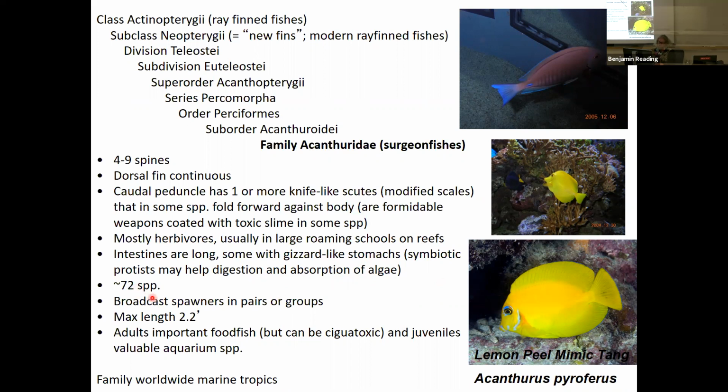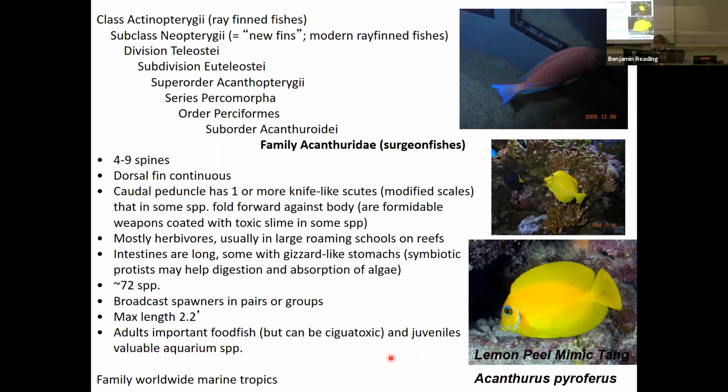72 species, broadcast spawners, again, sometimes pair spawning, other times they spawn in groups. And so that's the spawning strategy there. Max length about 2.5 feet. Some people will actually eat these things, the surgeonfishes, and so they're considered in some places to be important food fish, but they can be ciguatoxic. So we'll talk about ciguatera toxin poisoning a little bit later. It's one of the stories I'll tell you.